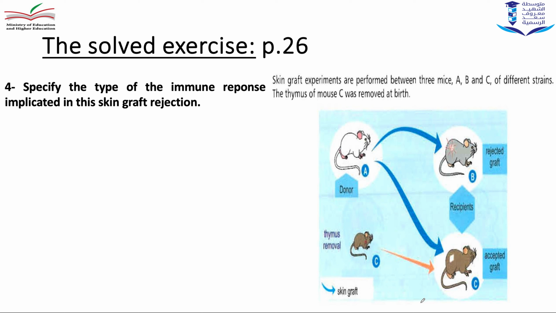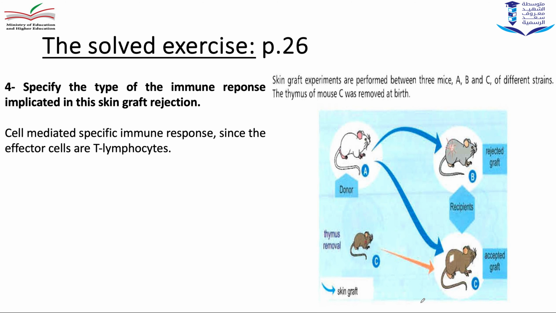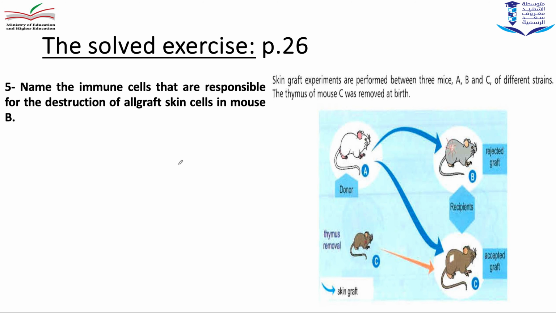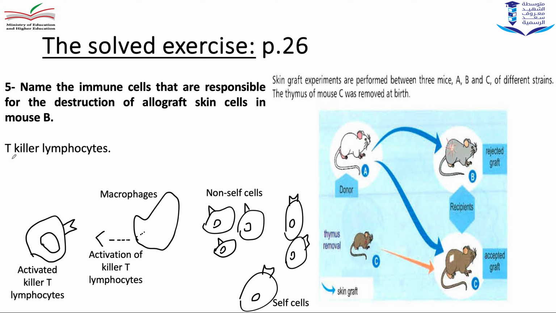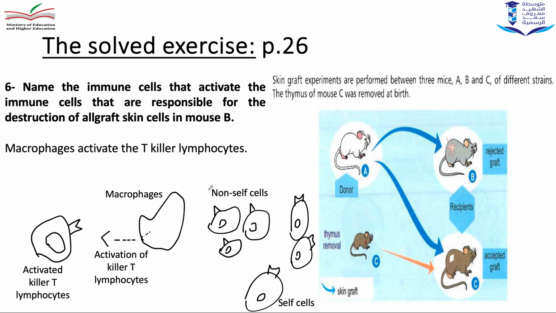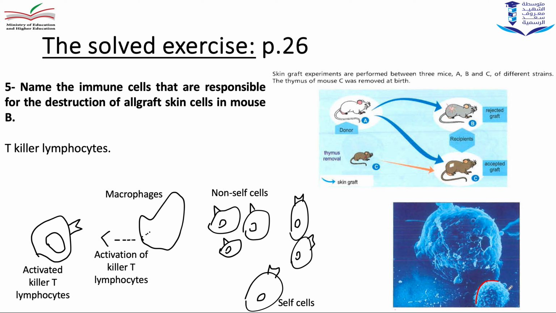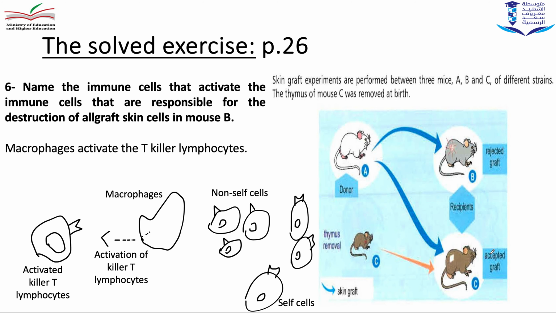Specify the type of the immune response implicated. It's cell mediated specific immune response لأنه T lymphocytes are the effector cells. Name the immune cells that are responsible for the destruction of the skin cells of the allograft. حيكون اسمهم T killer lymphocytes، اللي حيقتلوا السكين cells، حيقتلوهم هيك مثل ما شايفين. هول هن T killer lymphocytes، وهون هن مثلا allograft cells حيعملوا attack هيك ويموتوا، يقتلوا يعني.